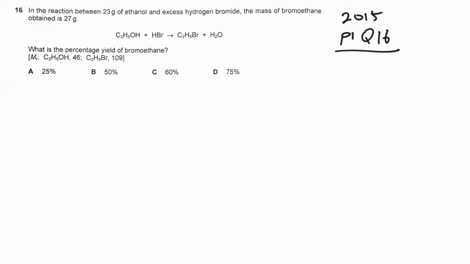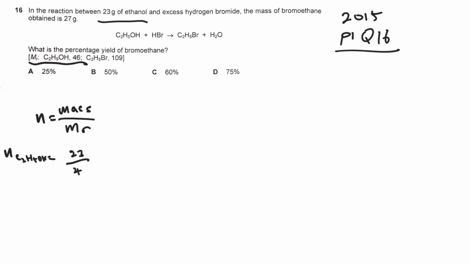So first, since we are given the mass of ethanol, we can find the moles of ethanol, since we are also given the Mr of ethanol. As we recall, number of moles is mass over Mr, so n of C2H5OH will be equal to 23 over 46, and this will be 0.5 moles, right?